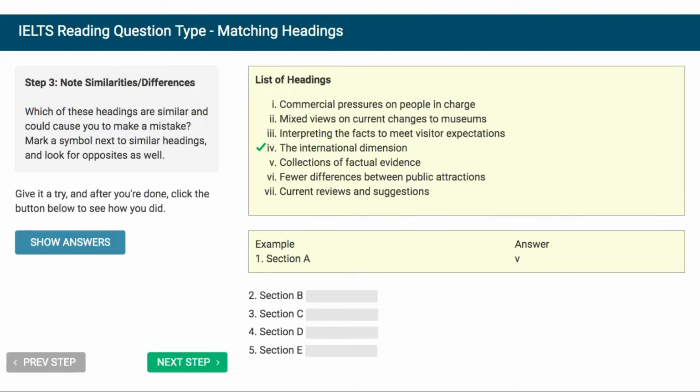Okay, then secondly, I'd like to bring your attention to number 7, current reviews and suggestions, and number 2, mixed views on current changes to museums. Now this is deceiving, and this is what I mean by headings that are similar, because we see mixed views on current changes and current reviews and suggestions. So these are purposely included to confuse the reader, and you want to make a note of this. You see current is used twice. One is talking about reviews and suggestions, while the other is talking more about opinions.